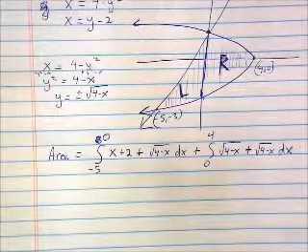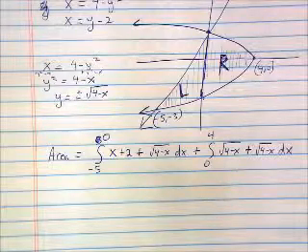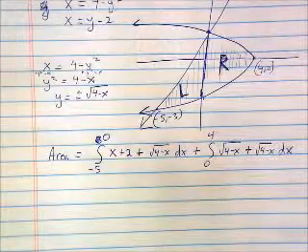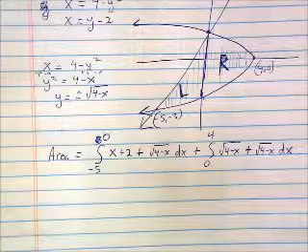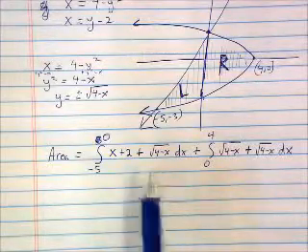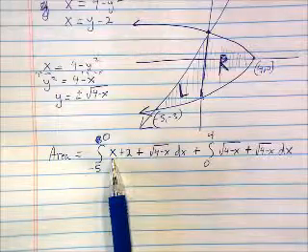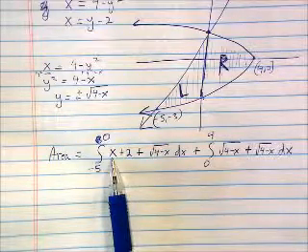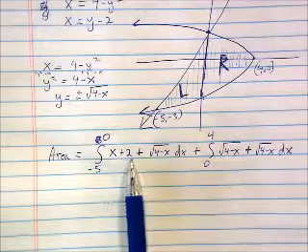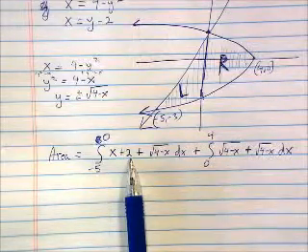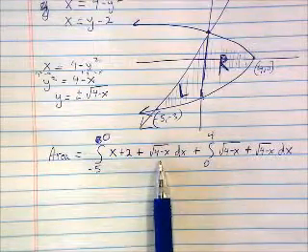Now, here's the pain in the neck. What if I wanted you to actually evaluate this integral and give me a number? How do you integrate x? It's a trick question. It's real easy. What's the antiderivative of x? 1/2 x squared. What's the antiderivative of 2? 2x. What's the antiderivative of square root of 4 minus x?